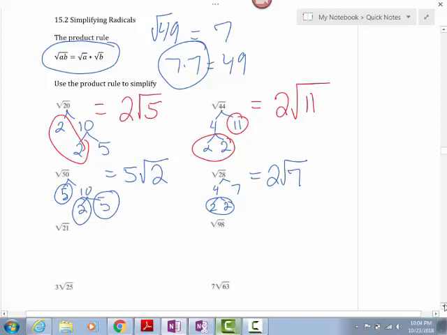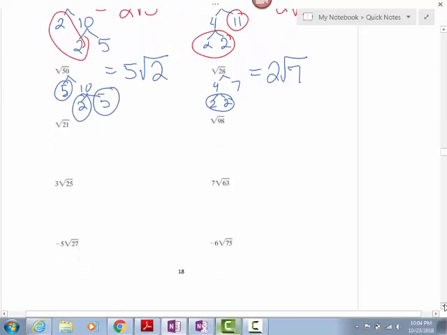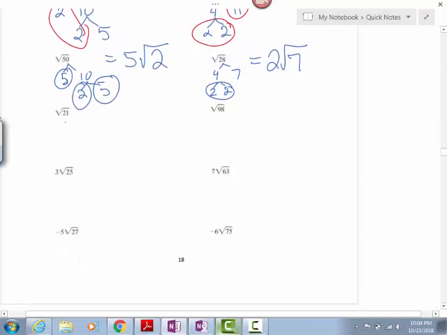So let's take a look at the next problem here. I have the square root of 21. So 21 is 3 and 7. But I can't break down 3, and I can't break down 7, and they don't have any pairs. So the square root of 21 is already simplified. I can't break that down anymore. Even though we can break it down into 3 and 7, we don't have pairs, so we just leave it alone.